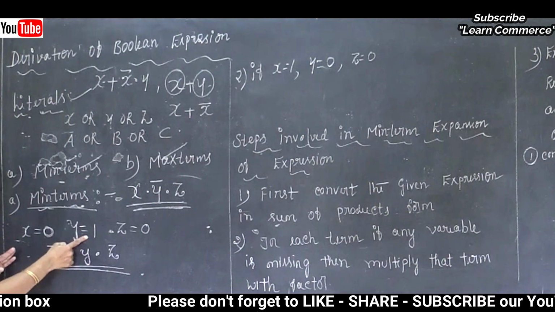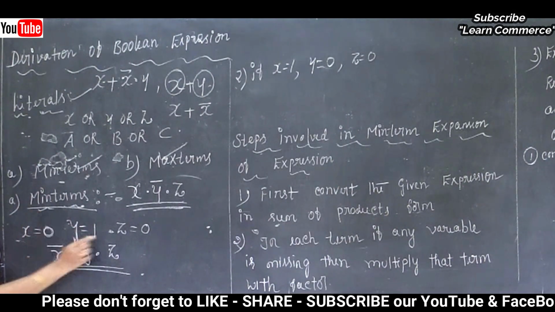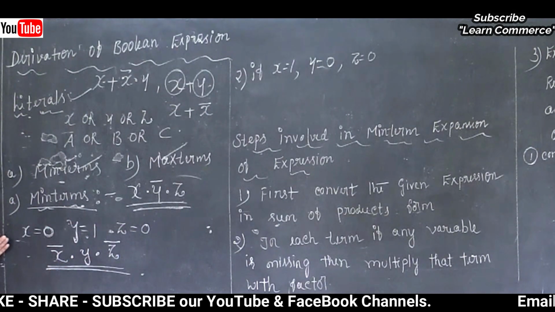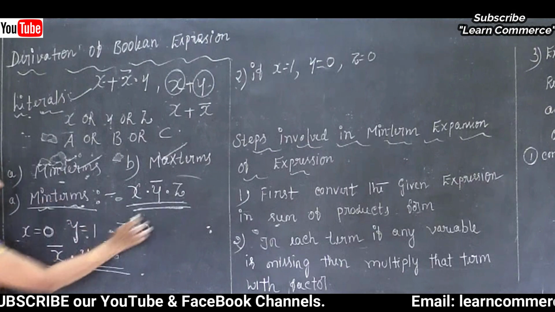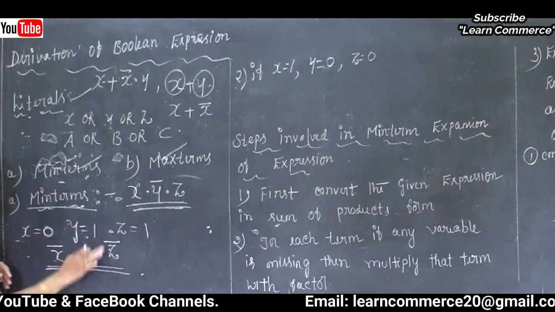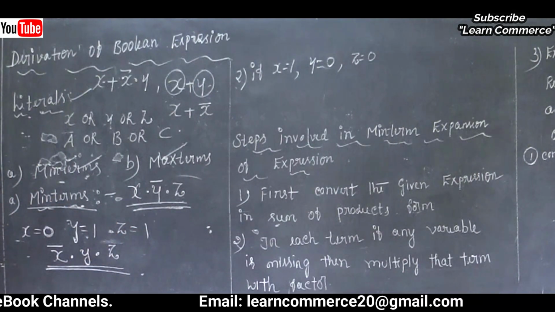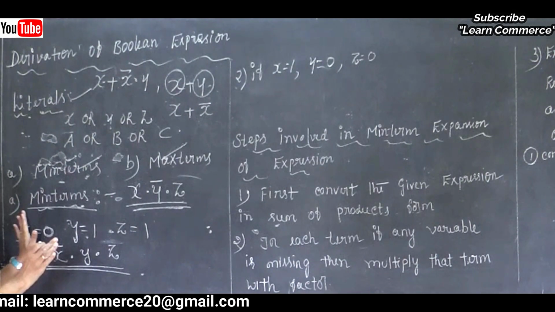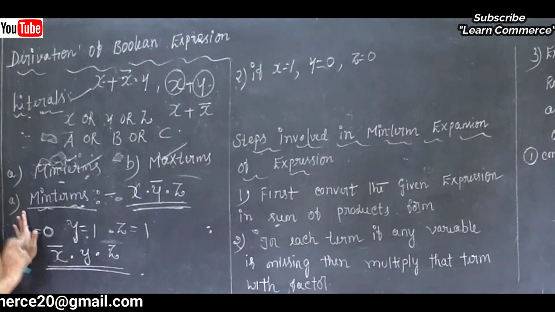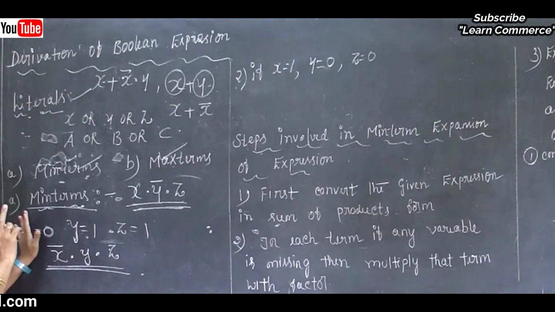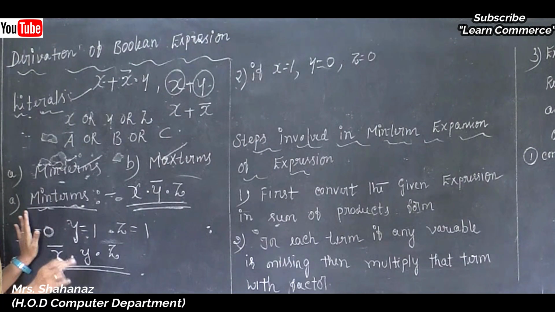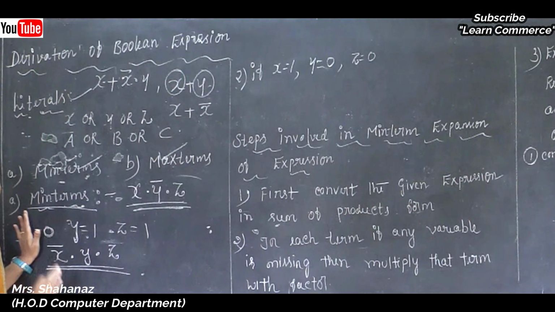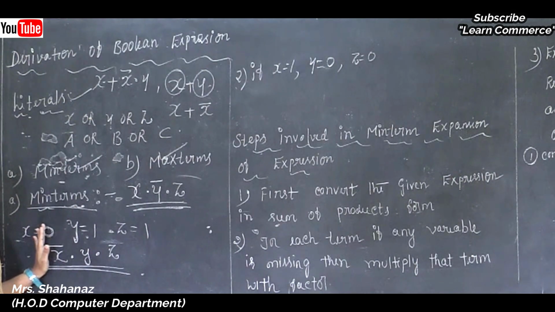But here the y value is equal to 1, so no complement. The z value is equal to 0, so because of this we need to take the complement of z. Maybe if the z value is equal to 1, it means no complementation. Clear this point here? If the value is 0, then sure we need to take the complementation of the variable. For a variable with value 0, take its complement. Clear this point here? So this is called the Minterm.